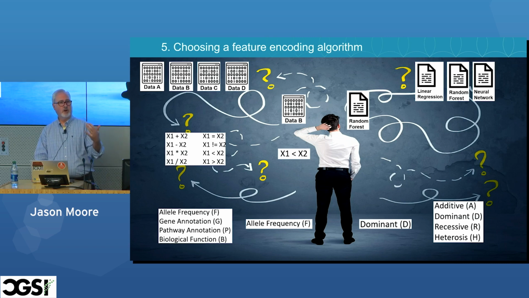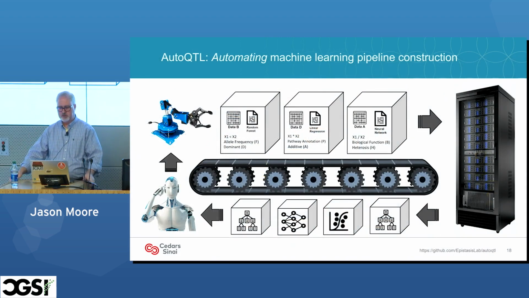But again, this requires decisions. So there are a lot of decisions here. Some are machine learning decisions, some are genetic analysis decisions, and my goal is to automate all of this so the computer figures out how to make all these decisions.